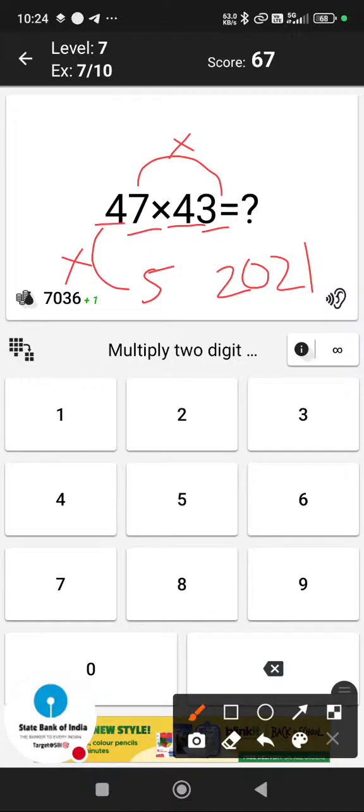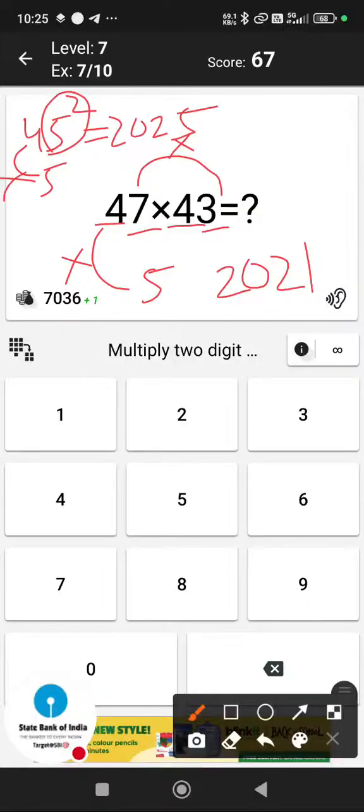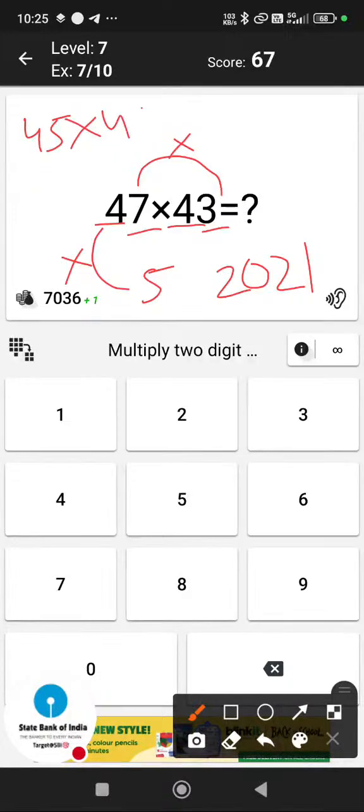Actually, do you remember why we write 45 square value as the next number of 4, and at the last we take 5 square? 5 4 times 20 and 25. Why? Because 45 square means nothing but 45 into 45. Sum of the units place is 10, and the tens place both are same. So that is why we take the next number of 4.